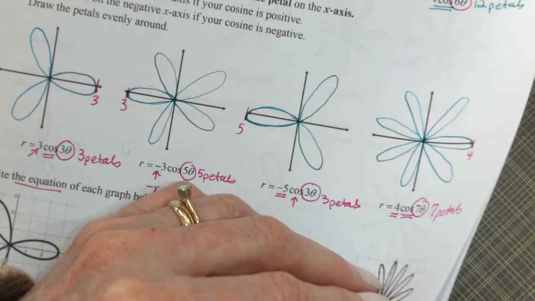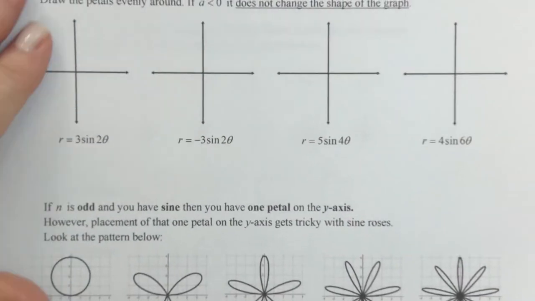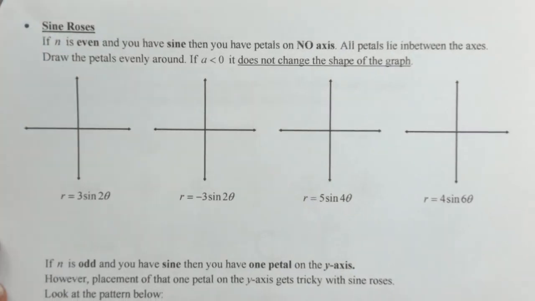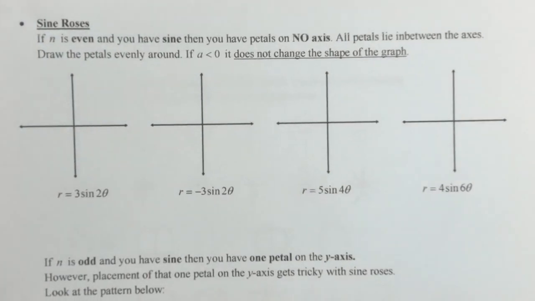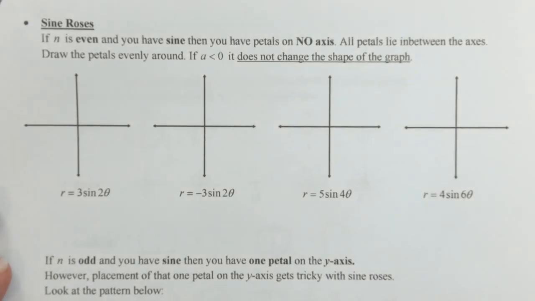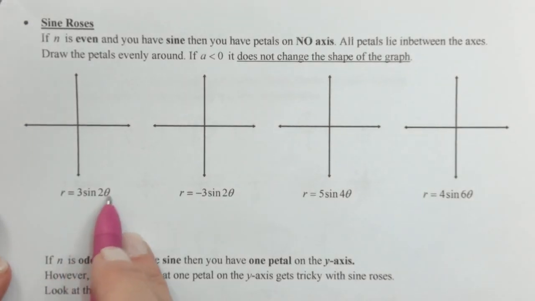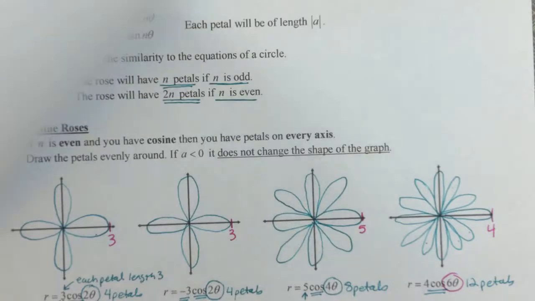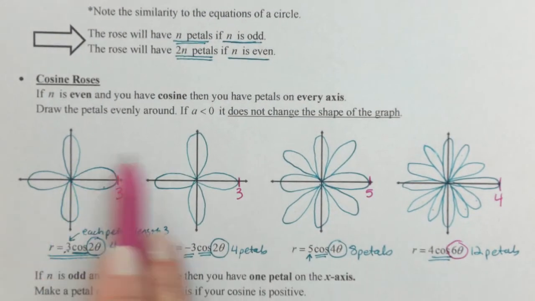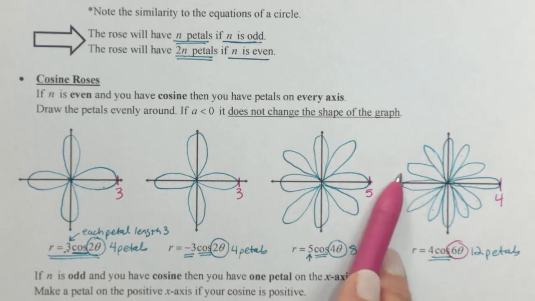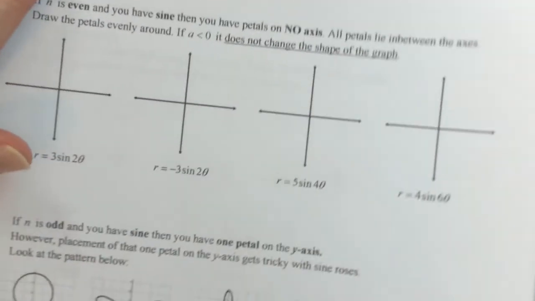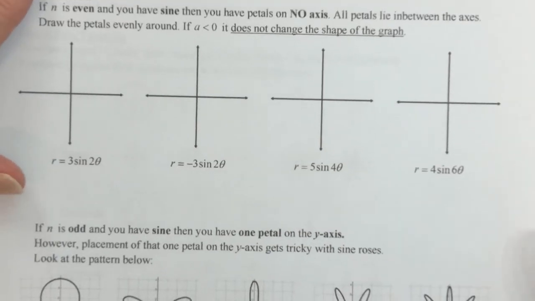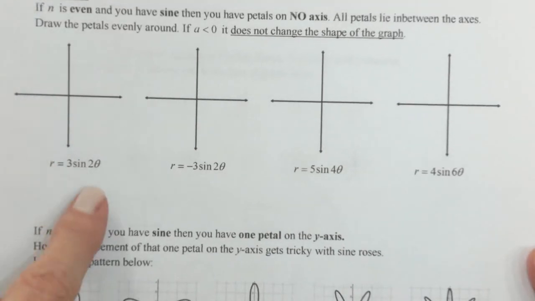All right, let's talk about sine roses. Sine roses are a little bit more complicated. First of all, if n is even, you still have double that many petals, right? But if it's a sine and n is even, you are not on any axis whatsoever. Just like with cosine, if n was even, we were on every axis. But with sine, don't go to that y-axis, all right? Not if n is an even number.